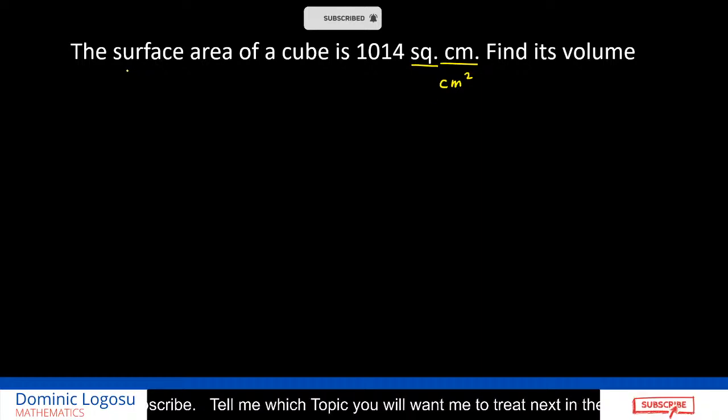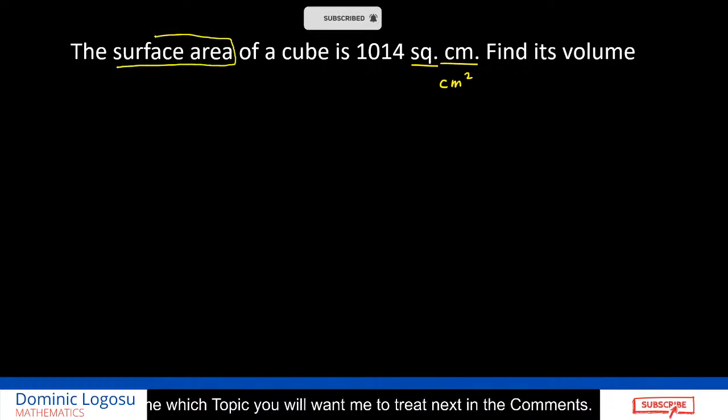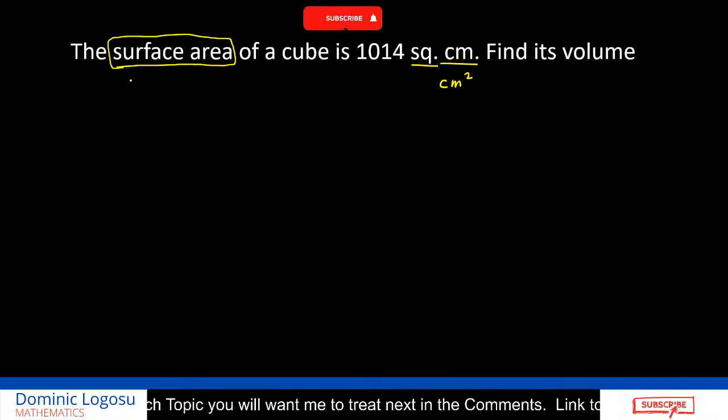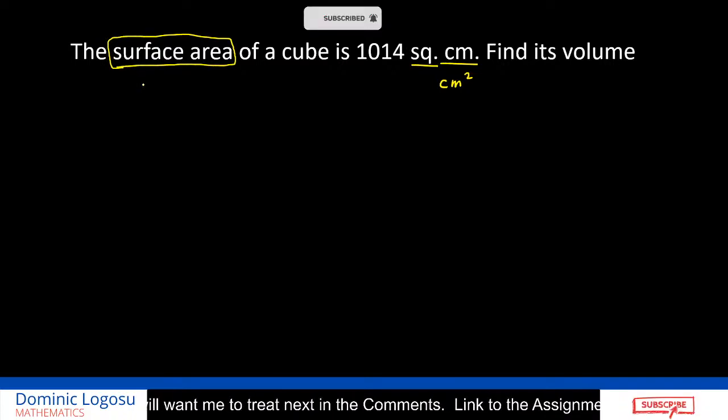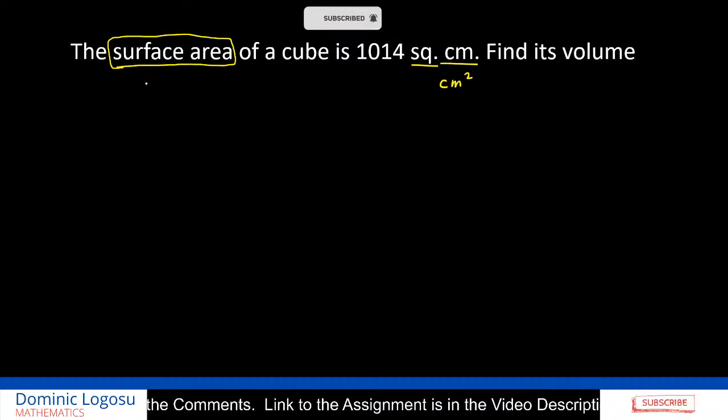Now surface area basically means the total area if you add all the areas that make up the cube. If you add all the areas that make up the cube, that should give you the total or the surface area. If they say total, fine, but if they just say surface area, it means you are supposed to include everything.